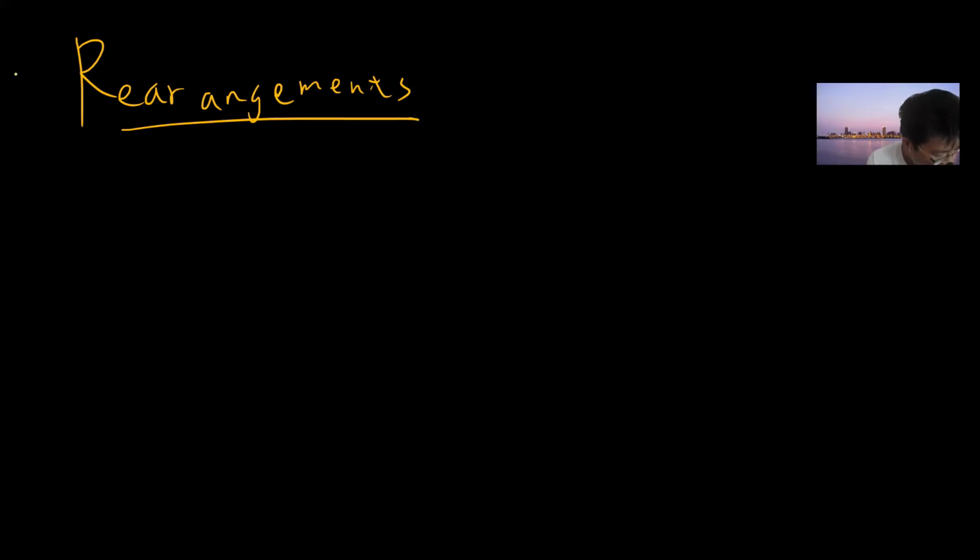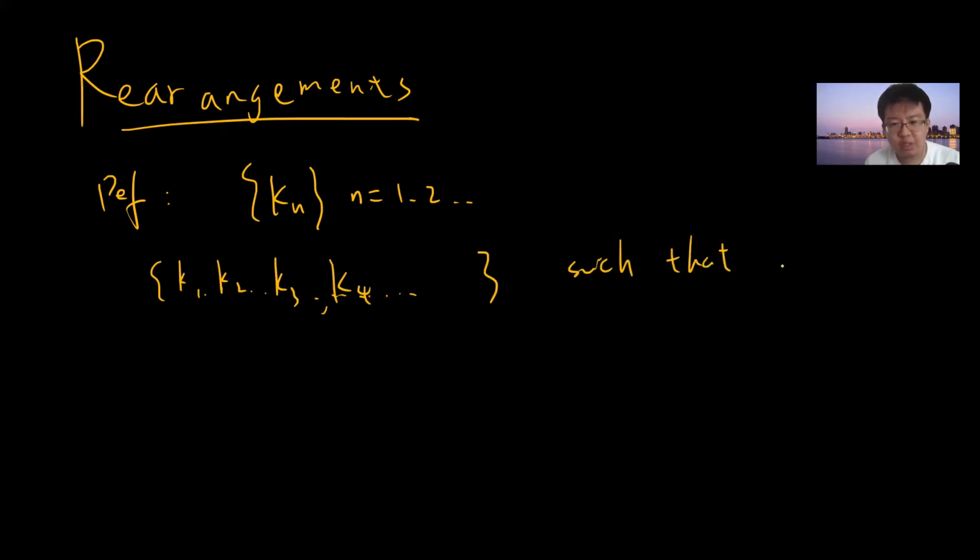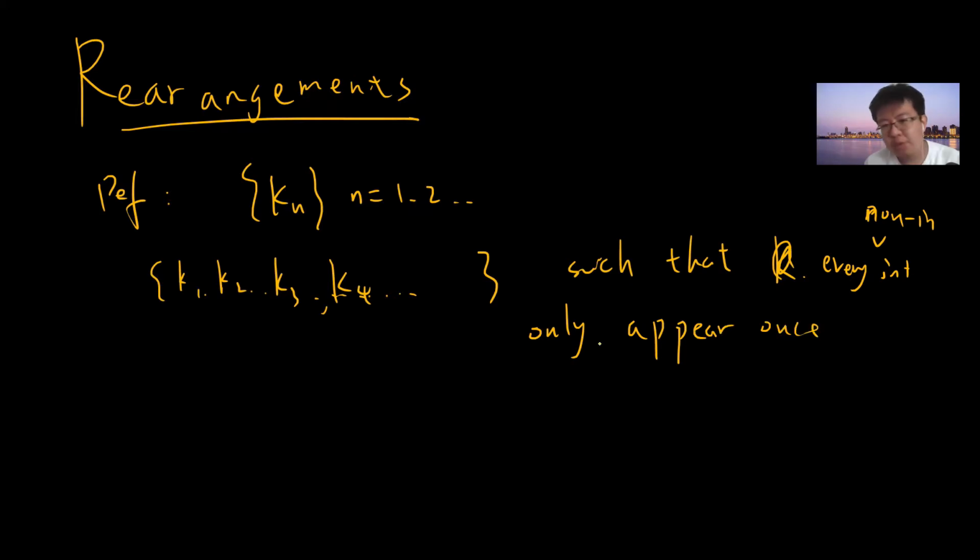Okay, so let's define a rearrangement. Defining a rearrangement is very easy. Let's say k n, from 1 to infinity. For each number n, you give another k n, such that every positive integer appears once and only once. So you get k1, k2, k3, k4, such that this is a set where every non-negative integer must appear exactly once.